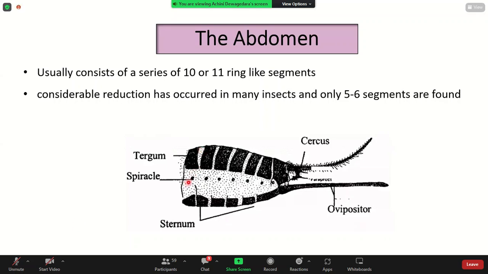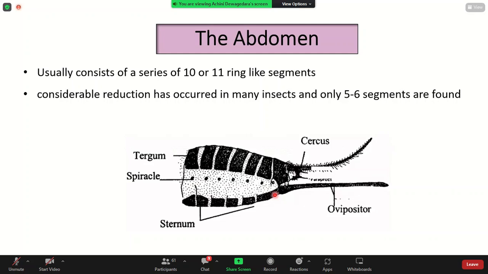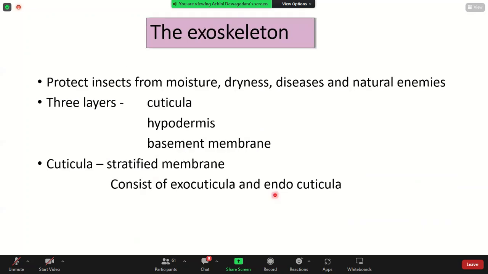And at each body segment, there are small openings like this, called spiracles. These spiracles are used for respiration. Spiracles are present here. Right. Now, the last structure that I'm going to discuss with you is the exoskeleton.